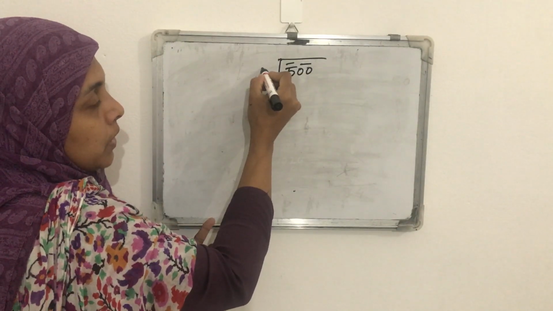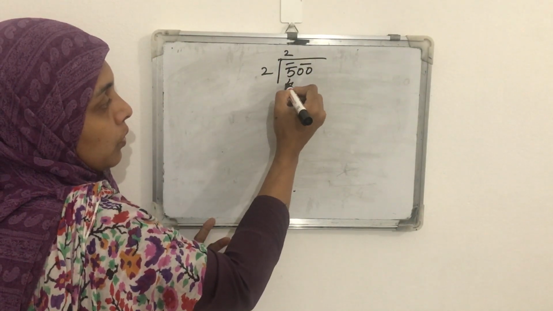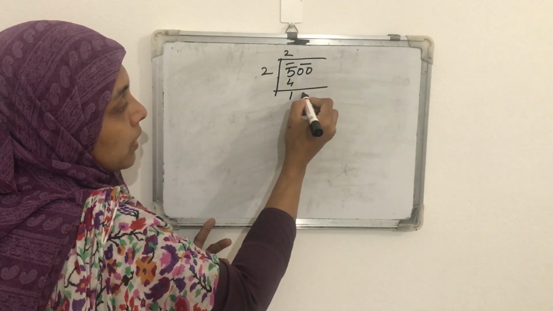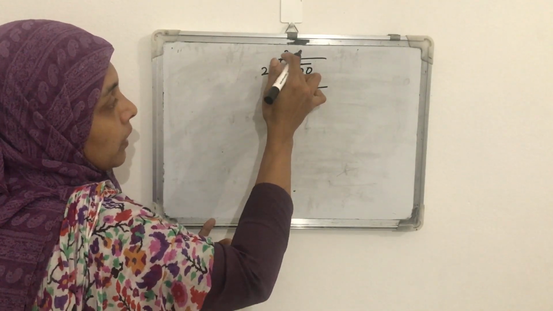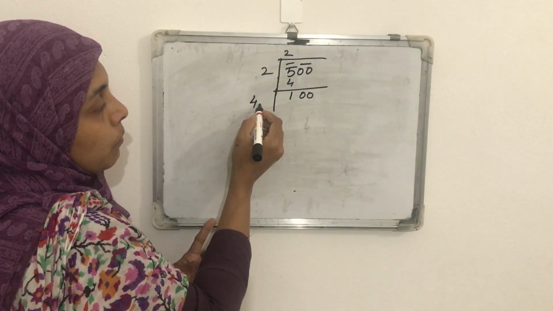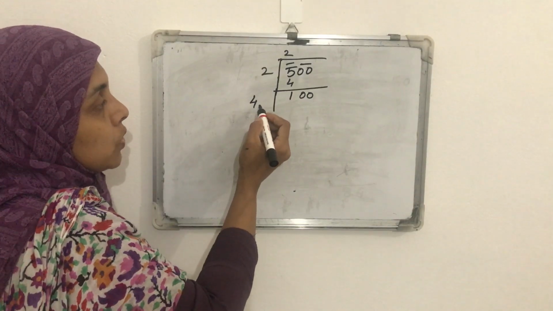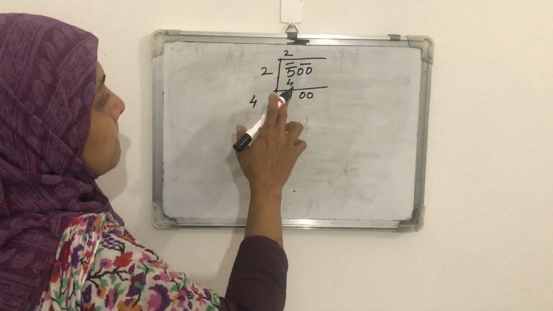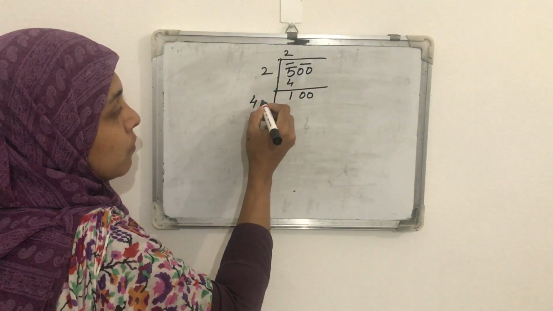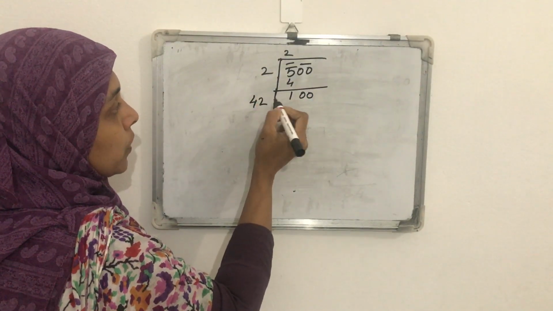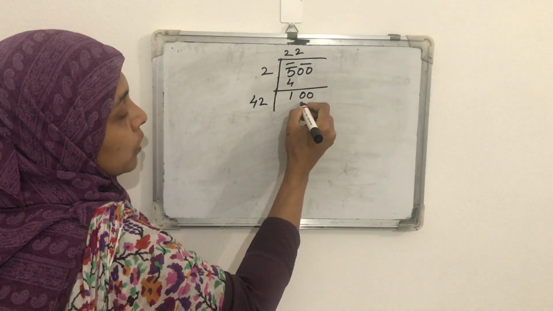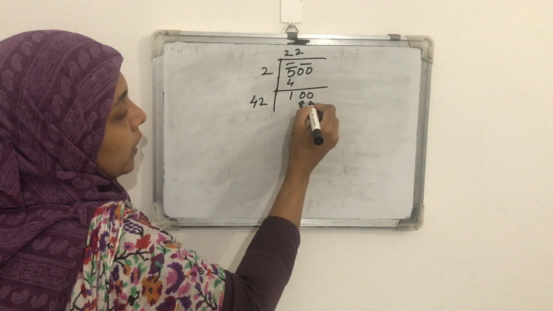So here it will be 2. So 5 minus 4, 1. Then bring down the next. Then double of 2, 4. Which number should we multiply to get the same number? 42. So 42 into 2 it will be 84.